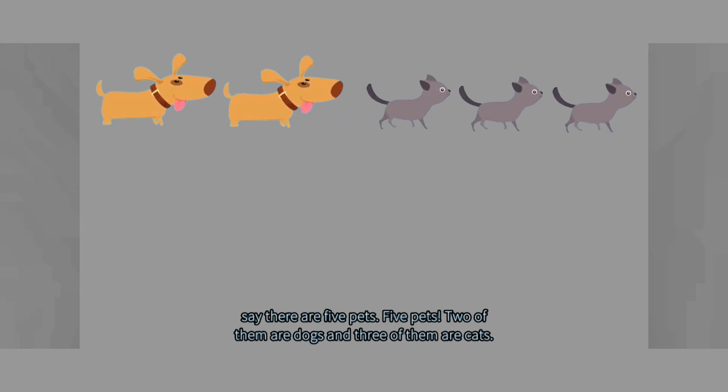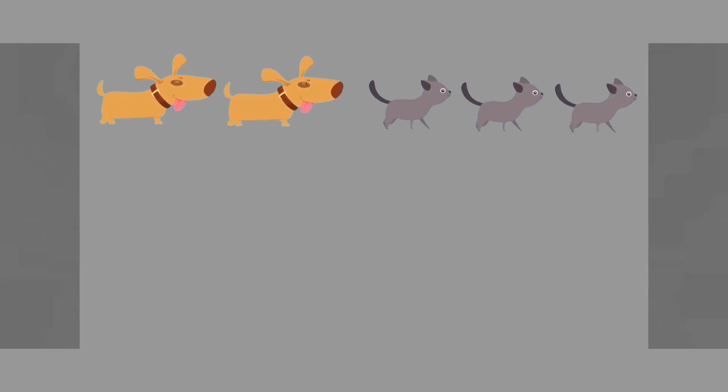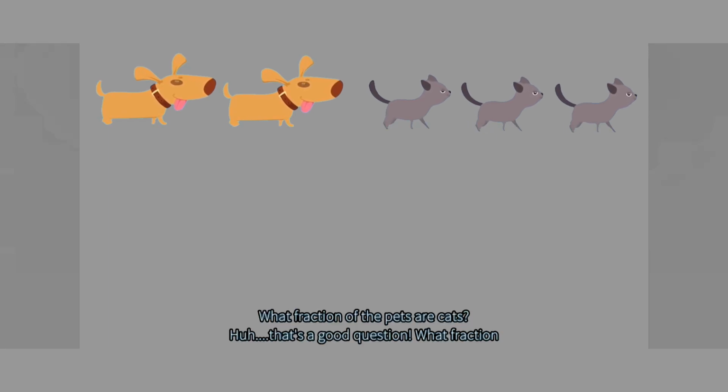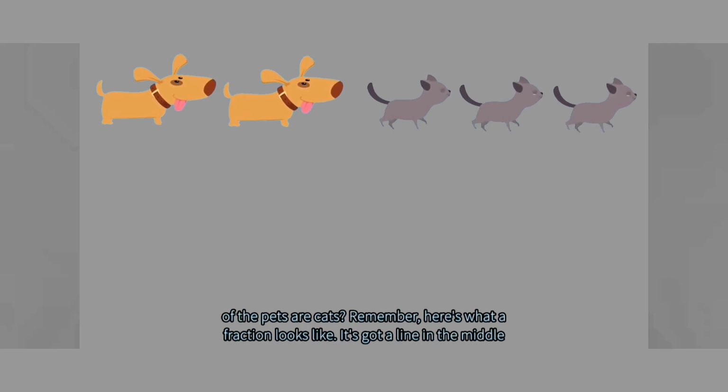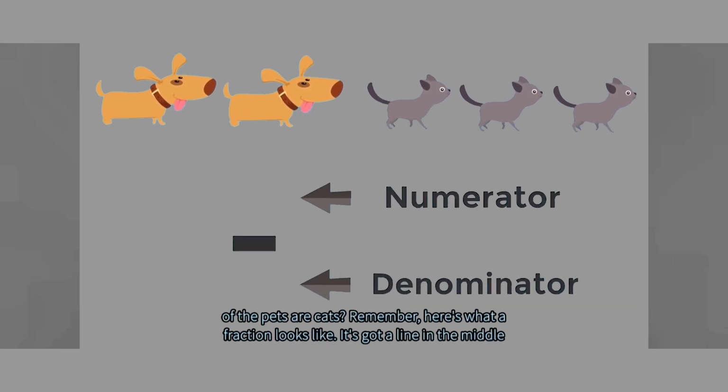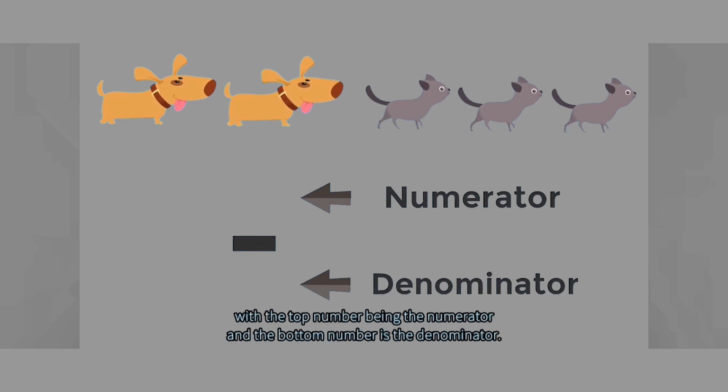Let's try this final example. Let's say there are 5 pets. 2 of them are dogs, and 3 of them are cats. What fraction of the pets are cats? That's a good question. Remember, here's what a fraction looks like. It's got a line in the middle, with the top number being the numerator, and the bottom number is the denominator.